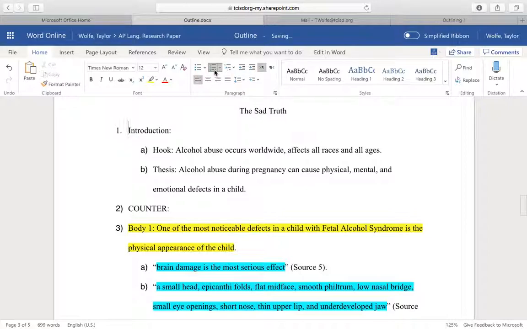Okay, which I already messed up. All right, so here's my introduction. Here's my hook. Alcohol abuse occurs worldwide, affects all races and all ages. This is the most broad, most general that this topic can get. It is saying that it affects literally everyone, all races, all ages, worldwide. The thesis is narrowed down to alcohol abuse during pregnancy can cause physical, mental, and emotional defects in a child.